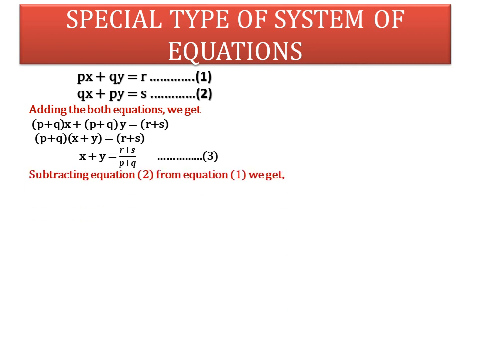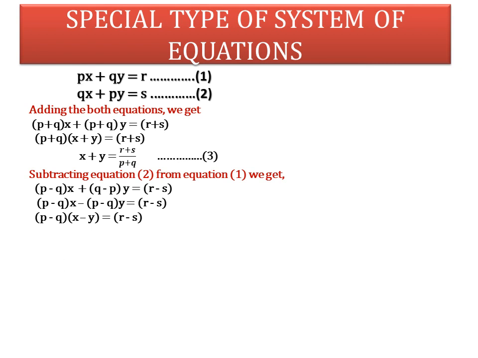Now subtracting equation 2 from equation 1, we get (p minus q)x plus (q minus p)y equals r minus s. We can write it as (p minus q)x minus (p minus q)y equals r minus s. Now p minus q is common on the left hand side, so we write it as (p minus q) into (x minus y) equals r minus s, and dividing both sides by p minus q, we get x minus y equals (r minus s) upon (p minus q). This will be our equation 4.